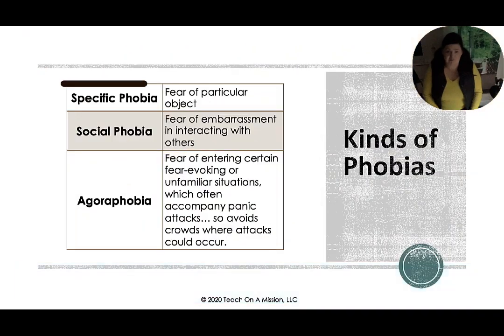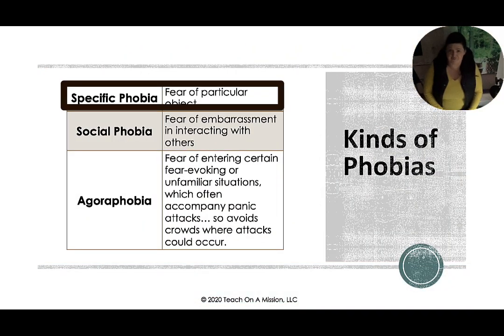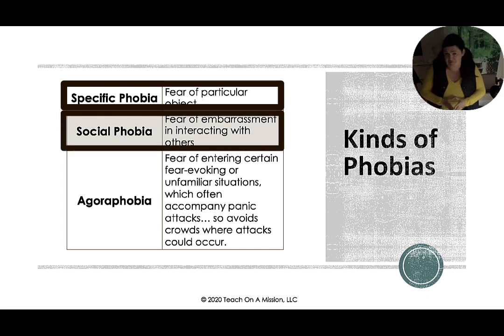A specific phobia is what you normally think of when you think of phobias, right? The irrational fear of a particular object. So for me, that might be spiders, claustrophobia, being in closed spaces, water, hydrophobia. There's a kind of social phobia that people suffer from, the fear or embarrassment of interacting with others. Public speaking is a huge fear, right? Being in a social environment where you have to be on stage and perform in front of a lot of people, or getting embarrassed by talking out loud in front of your classmates.